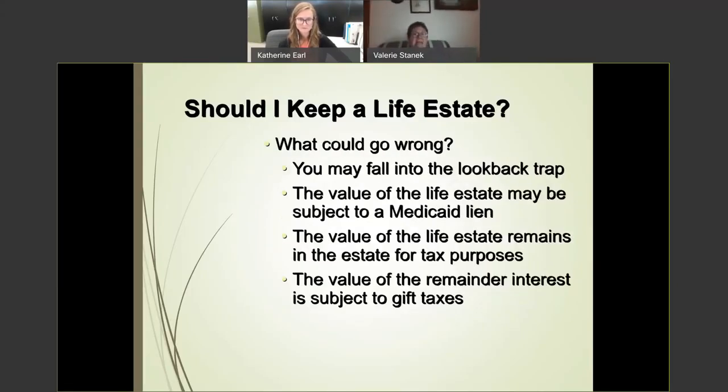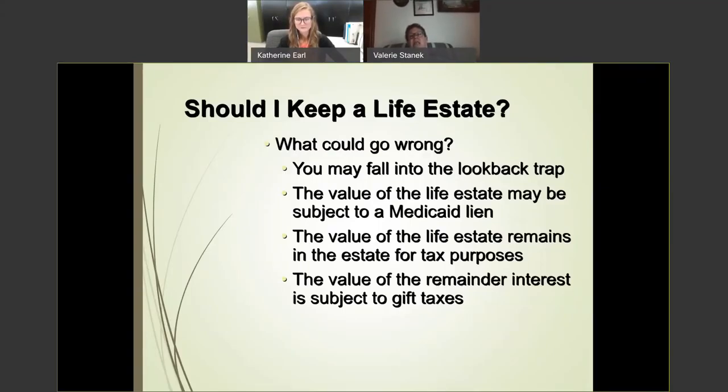So what are the cons involved in doing a life estate? Because it sounds like a pretty good deal. You don't really want to do this if you are imminently going into a nursing home and you want to qualify for Medicaid, because you need to do the transfer 5 years before you need any type of Medicaid assistance for long-term care purposes. So again, that's that look-back trap.